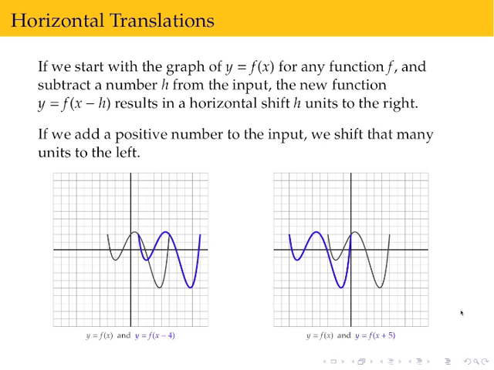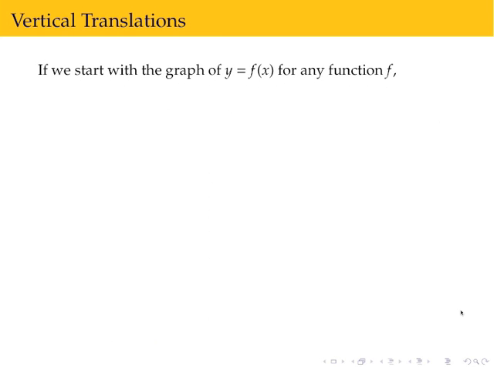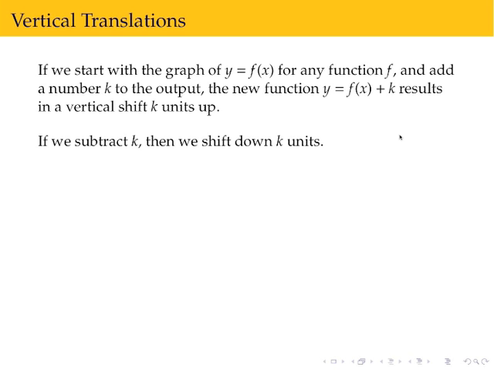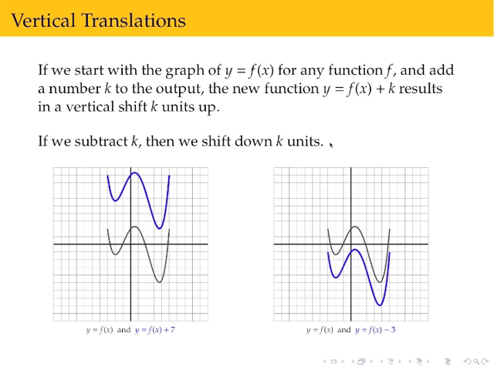Next, let's look at vertical translations. So again, we're going to start with the graph of y equals f of x for any function f. This time we're going to add a number k to the output. So instead of adding something to where the x is, you're going to add that number to the outside, to the result. And so we'll get f of x plus k outside of the parentheses this time. That results in a vertical shift k units up. If we subtract k, then we shift down k units.